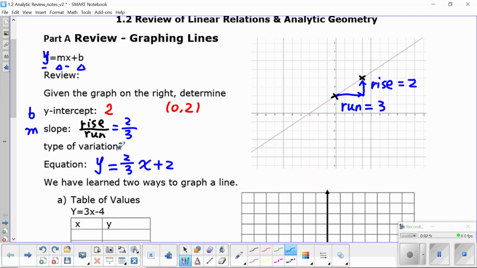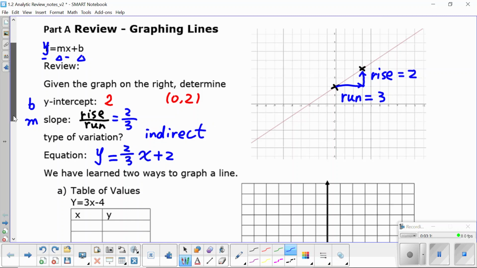For the type of variation: if the line passes through the origin, we call it direct. This one doesn't pass through the origin, so it's indirect variation.